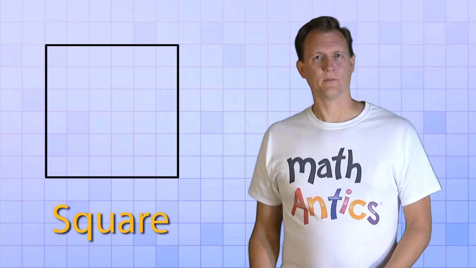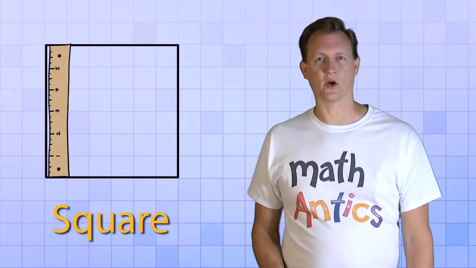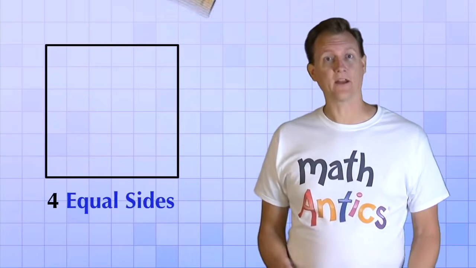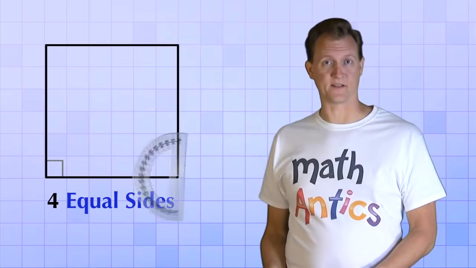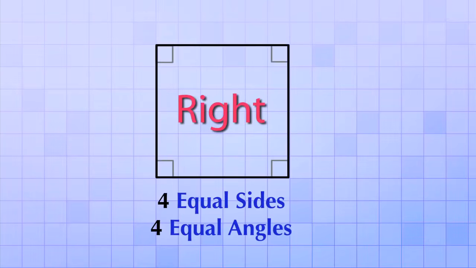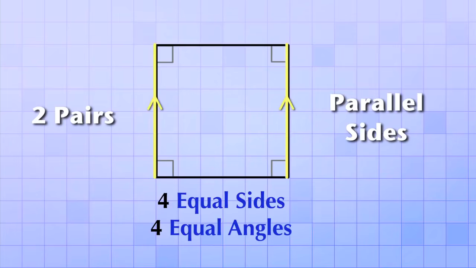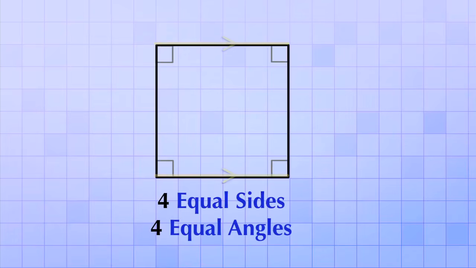It's a quadrilateral because it has 4 sides. And it's special because all 4 of those sides are exactly the same length. And all 4 of its angles are exactly the same size. In fact, they're all right angles. Notice also that a square is formed by 2 pairs of parallel sides. These 2 opposite sides are parallel, and these 2 opposite sides are parallel. We'll see why that's important in a few minutes.